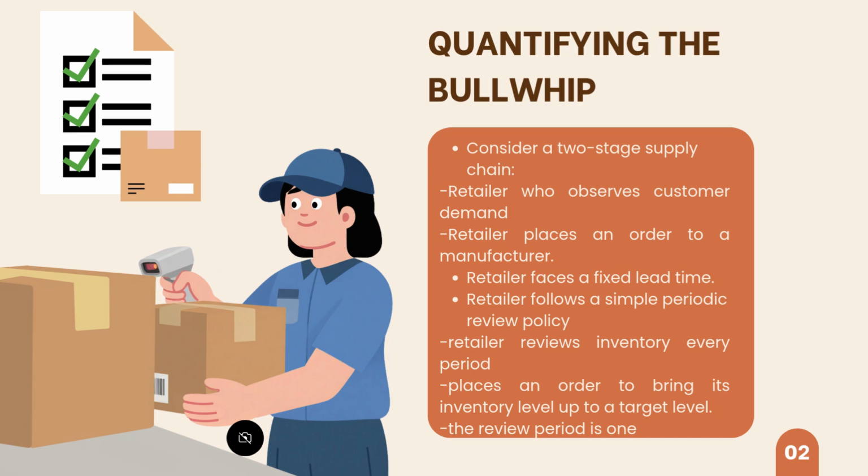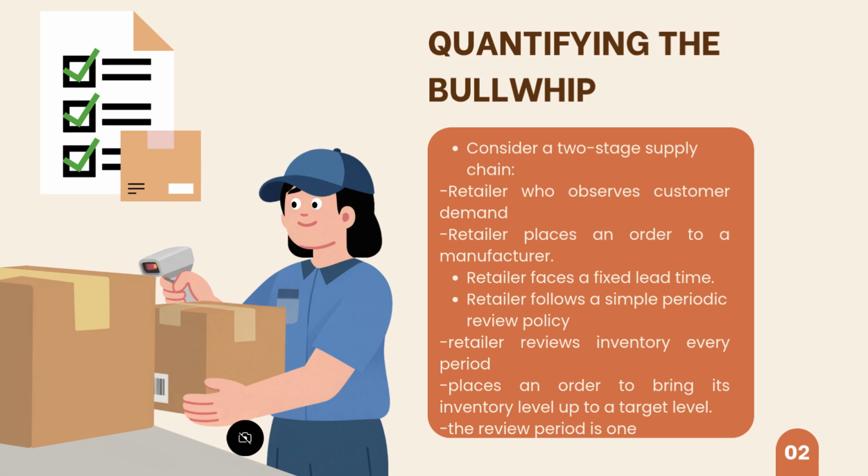The retailer also follows a simple periodic review policy. The retailer checks inventory at regular intervals instead of continuously. After reviewing the inventory, the retailer decides how much stock should be ordered. The retailer reviews inventory every period. At the end of each period, such as every week or month, the retailer checks the amount of stock available and compares it with customer demand. This helps the retailer avoid stock shortages or excess inventory.